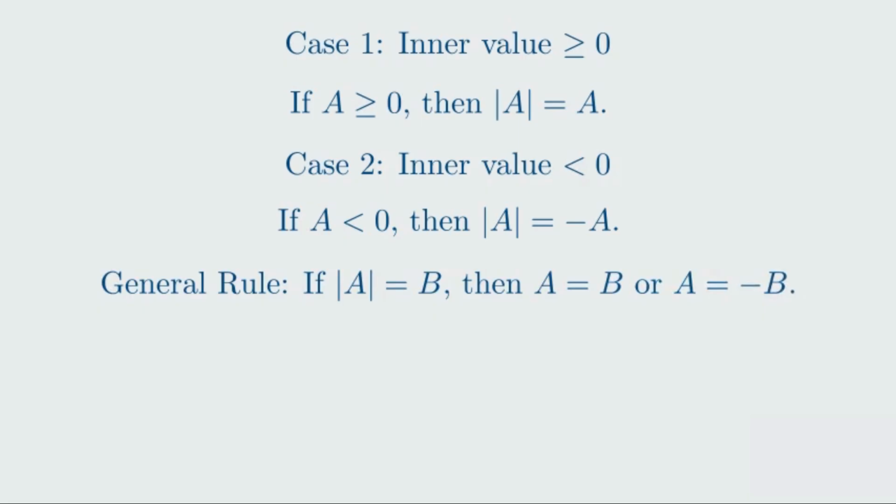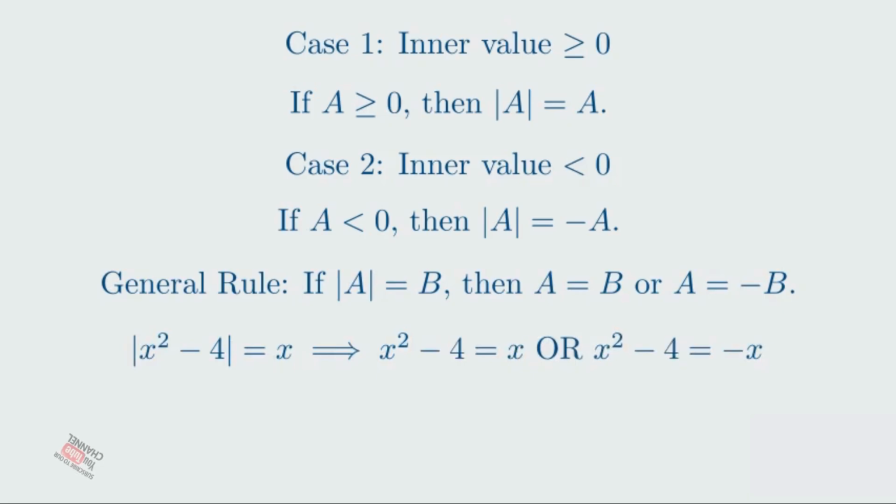Applying this to our equation, the quantity inside the bars is x squared minus 4. The quantity outside is x. This means we can split our single absolute value equation into two separate, standard quadratic equations, x squared minus 4 equals x, or x squared minus 4 equals negative x.